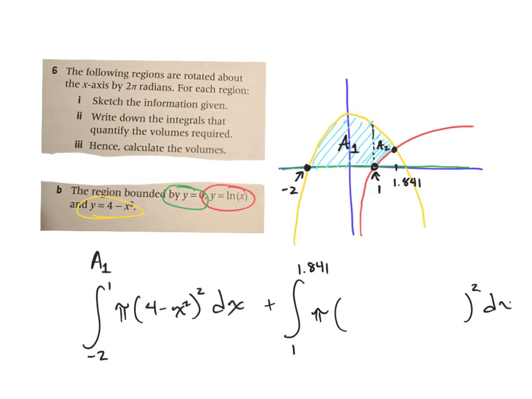So this time we're going to add to this from 1 to 1.841 pi times, and then we're going to square this whole thing. And it's going to be the yellow, so 4 minus x squared, minus the red, which is the natural log of x. Okay, so those are the integrals.